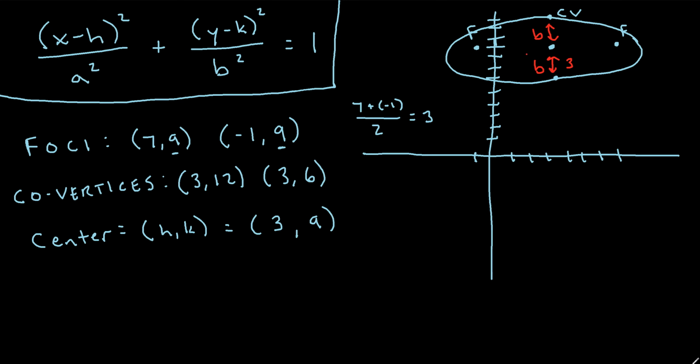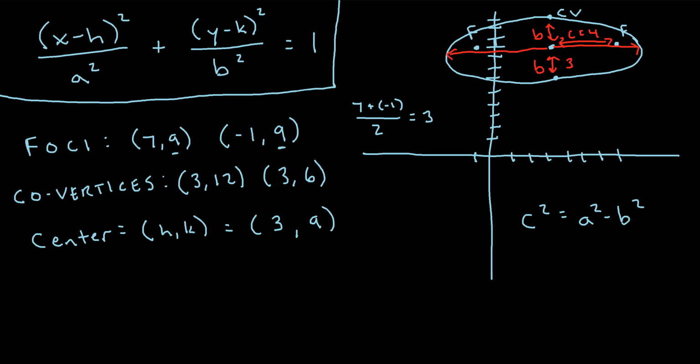Now a is the distance between the center and the vertices, all the way out here. We don't know this value, but we do know that the following relationship exists: c squared is equal to a squared minus b squared, where c is the distance between the center and the foci. The center is at (3, 9), and one of the foci is (7, 9). To go from 3 to 7, that's a distance of 4. So c is equal to 4.